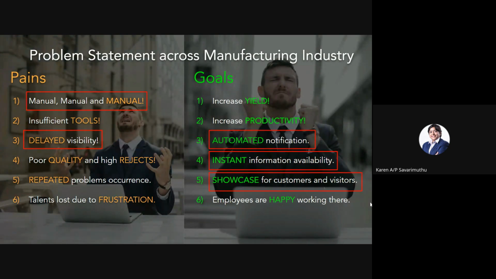And of course, what are the goals that you can achieve? You are able to automate your notification. You're able to get instant information. And of course, you're able to showcase to your customers and your visitors. You see, you solve two pain points, but you achieve three goals. So this is how you're going to do it.